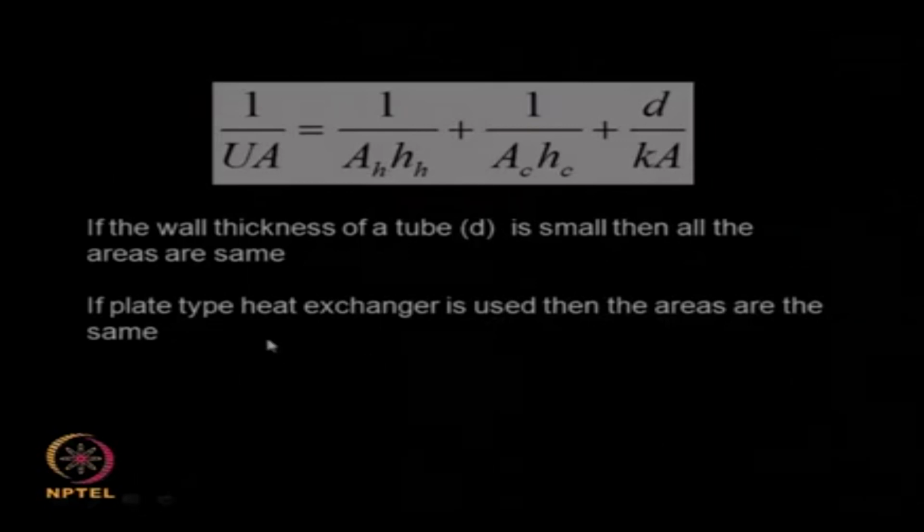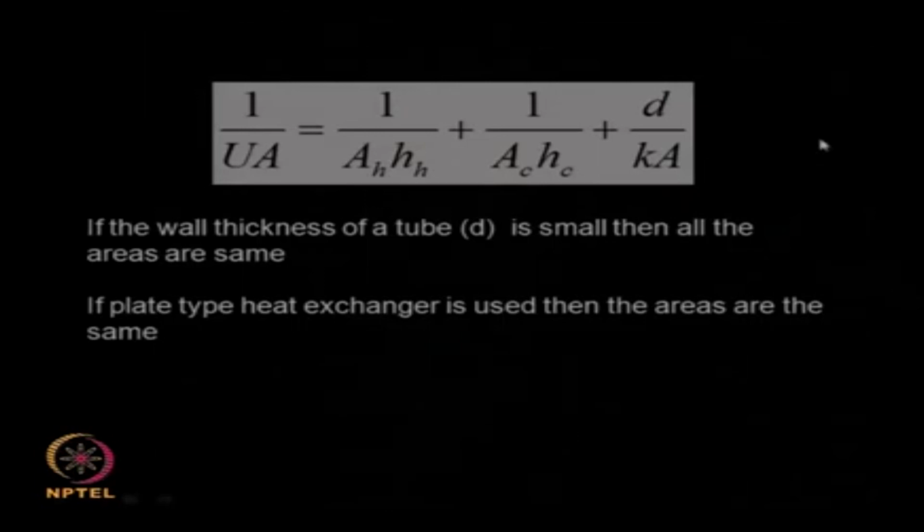Or we can have the same AH and AC, especially if you are talking about plate type heat exchangers, where you have plates, hot fluid flowing, cold fluid flowing on other side, then AH is equal to AC. Whereas if you have tubular concentric tubes where hot fluid may be flowing outside a tube, cold fluid may be flowing inside the tube, then AH is not same as AC.